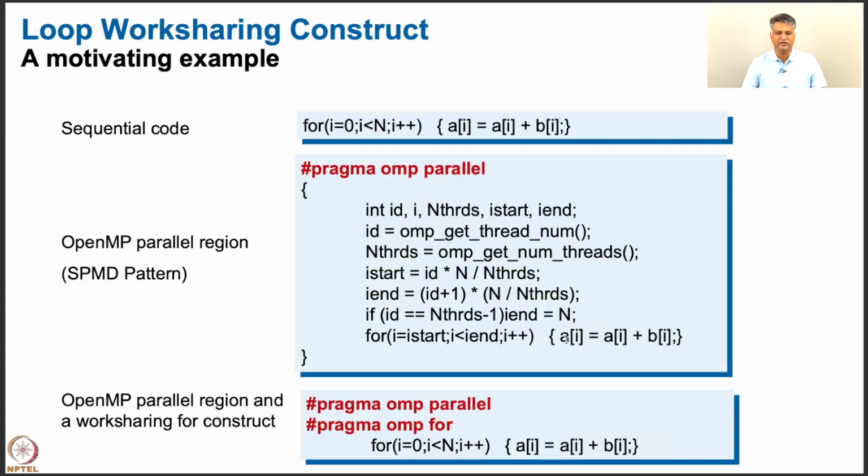Now, I can make my life easier by just saying hash pragma OMP for and putting this for statement underneath. This will implicitly create all the threads that are required, divide this entire array into the requisite number of parts where the threads are given equal workloads, and subparts of this array will be summed by different threads. So this is how work sharing is done in the parallel region using a parallel for construct.